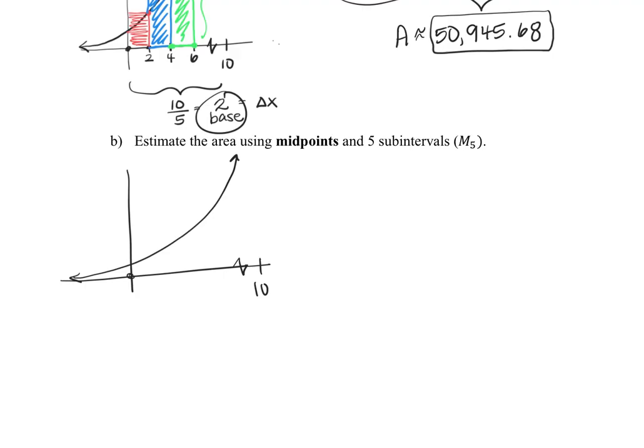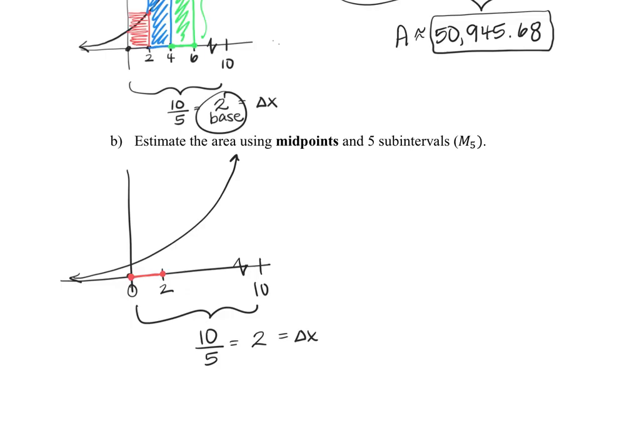We have this distance from 0 all the way over here to 10, which is a distance of 10 units, and we want to divide that into 5 equal subintervals. So we're still going to have a base, or a delta x, of 2 units. So our first rectangle is going to span from 0 to 2. And again, I'll use some color here. So here's the base of my first rectangle from 0 to 2.